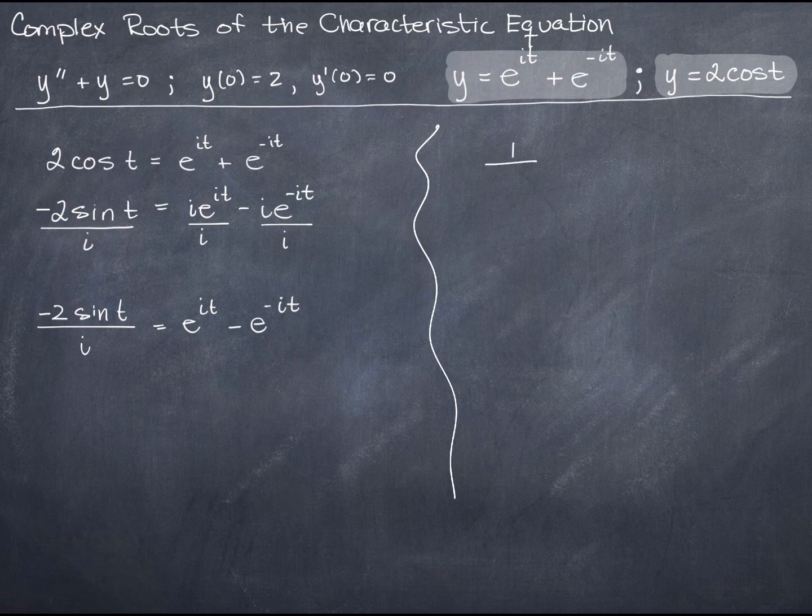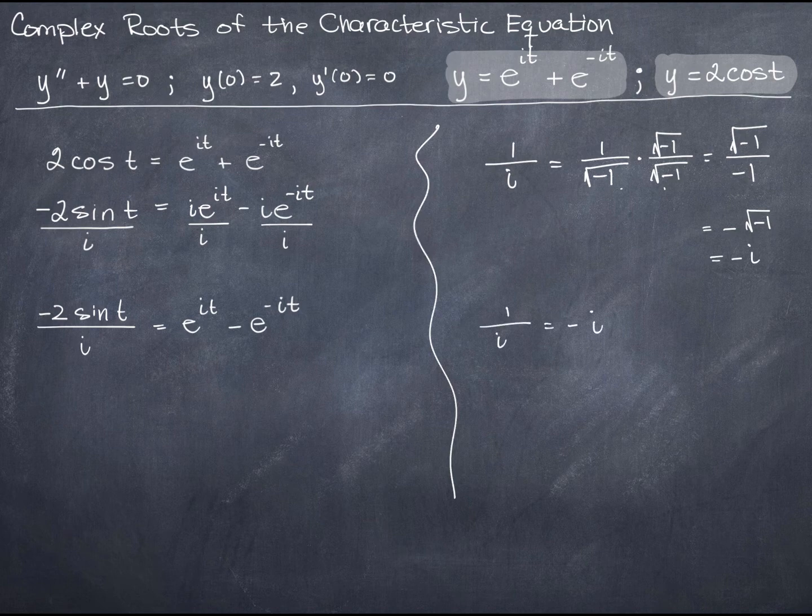If I take 1 divided by i, that's really 1 divided by the square root of -1. That's what i means. And then if I rationalize this, I get -1 over root -1 over root -1, that's the root of -1 over the square root of -1 squared, which is -1. That's i squared, which is -1. And so that is negative the square root of -1, which is -i. So 1 over i is equal to -i.